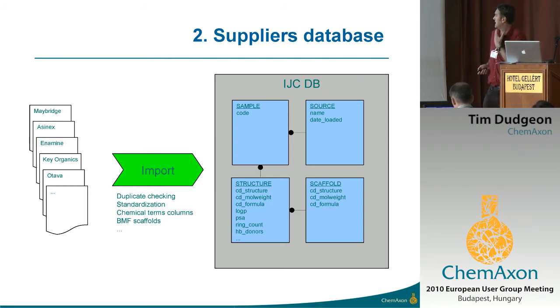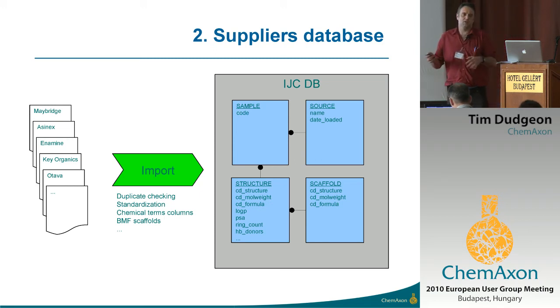Second case study is a hypothetical suppliers database. We've seen a few of these, but this is how we could do it in IJC. We've got a series of SD files from suppliers, and we want to import them into IJC. But this import process is a bit more complex than just importing it into a single table, because we want to be able to work out which compounds are available from multiple suppliers. So we want unique structures, but we want a record of which supplier it is available from.